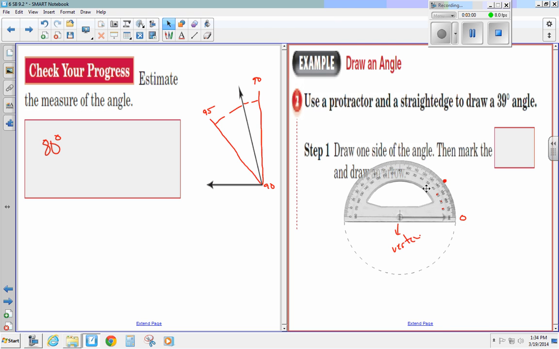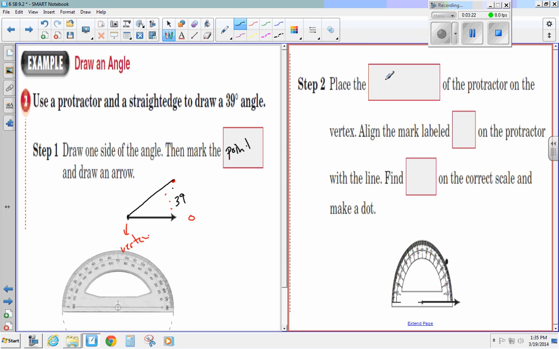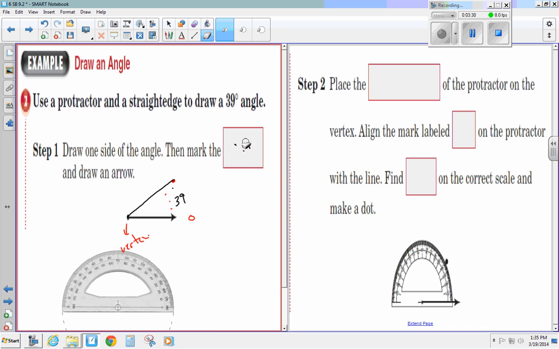So now I get my protractor out of the way, and then I draw as straight a line as I can, going right there. This angle here is 39 degrees. So draw one side of the angle, then mark the vertex, and draw an arrow. That's step 1. Kind of did all this at once for you.